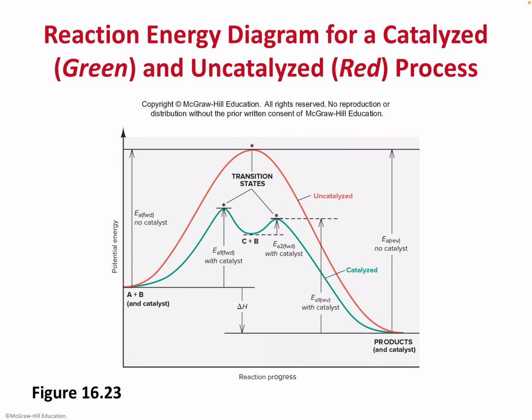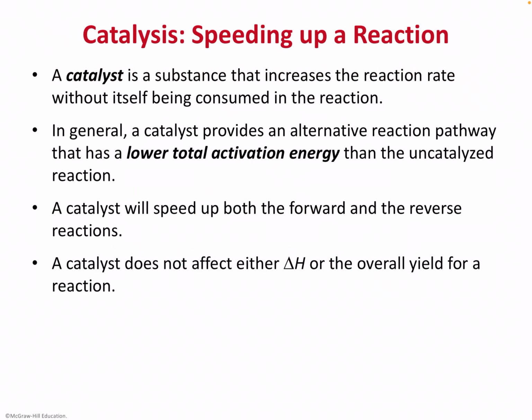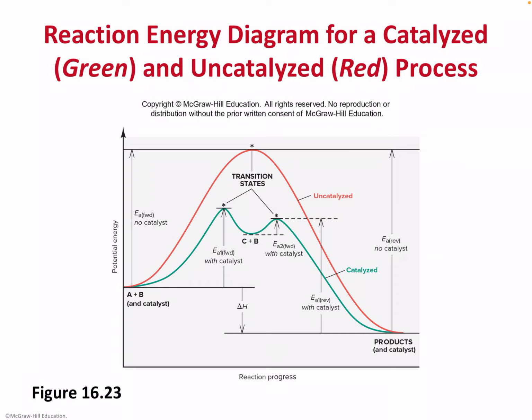So this diagram shows us how a catalyst would speed up a reaction. The orange one is the uncatalyzed reaction. It needs a larger activation energy, you see, without the catalyst. But with the catalyst, it might take a different path, but it would give you the same product. It would alter the path. See, it would give you an alternative reaction pathway that has a lower total activation energy than the uncatalyzed reaction. A catalyst will lower the activation energy by altering the pathway. Okay.